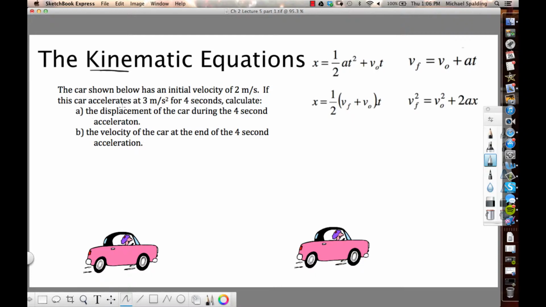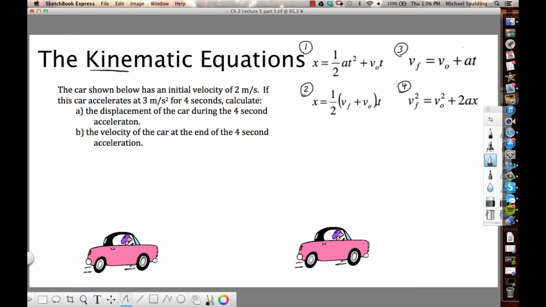All right, so we call these the kinematic equations, also called the motion equations. And there's four of them. So this is equation number 1, number 2, and I refer to them this way: equation 1, equation 2, equation 3, equation 4.